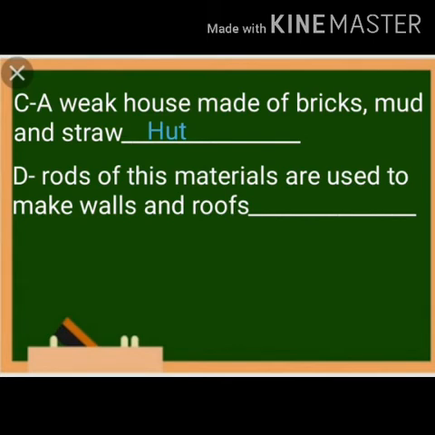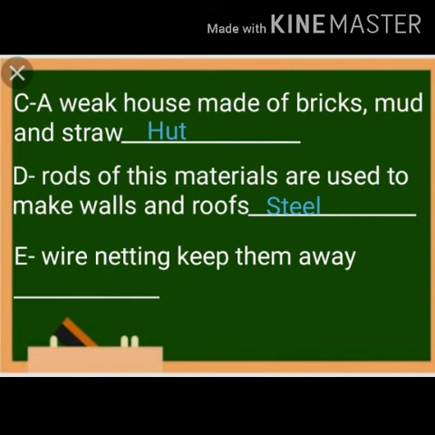D. Rods of these materials are used to make walls and roofs. Now answer, steel. You can fill steel. Rods of this material are used to make walls and roof: steel. E. Wire knitting keeps them away. Answer, you can fill insect. Wire knitting keeps them away: insects.